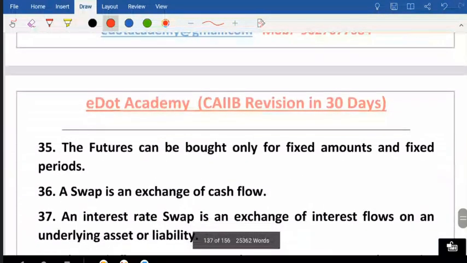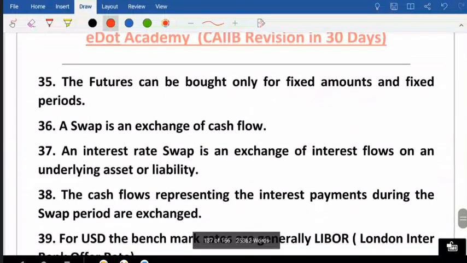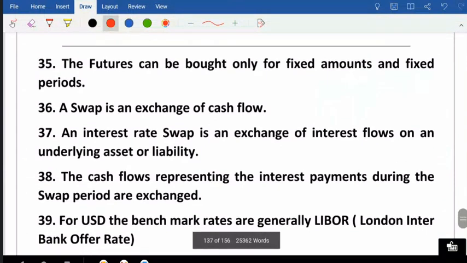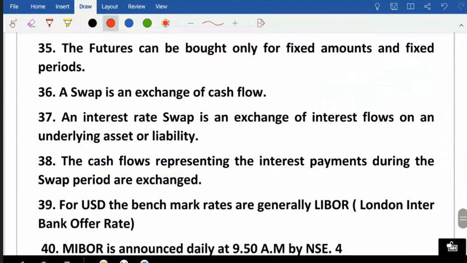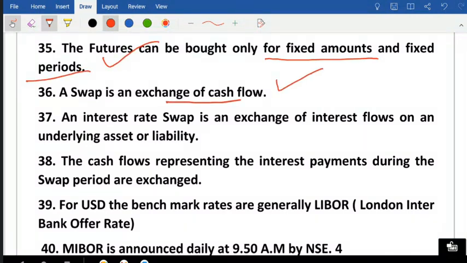The future can be bought only for a fixed amount and a fixed period. That means the amount is fixed because the lot size is fixed, and the period is also fixed. A swap is an exchange of cash flows. As I told you, it is just a conversion of rupee to dollar and dollar to rupee, or any foreign exchange.